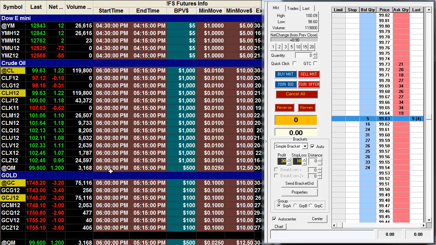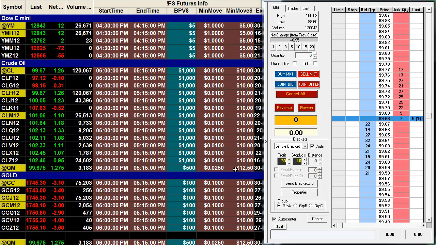Now, if you compare that to the QM, which is down here, you can see it opens up at 6 and closes at 5:15 the next day, so it's only closed for 45 minutes. It's $500 a point. A minimum move is 2.5 cents, and that tick is worth $12.50.